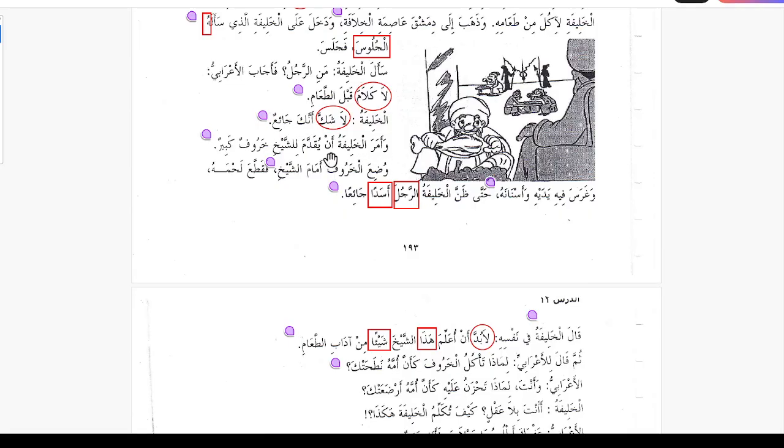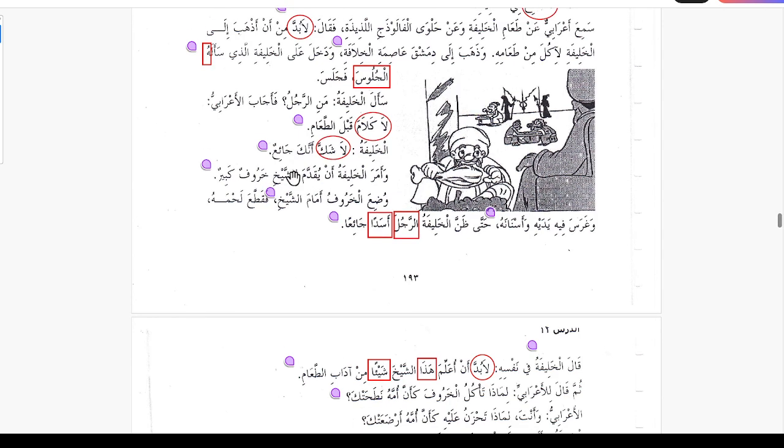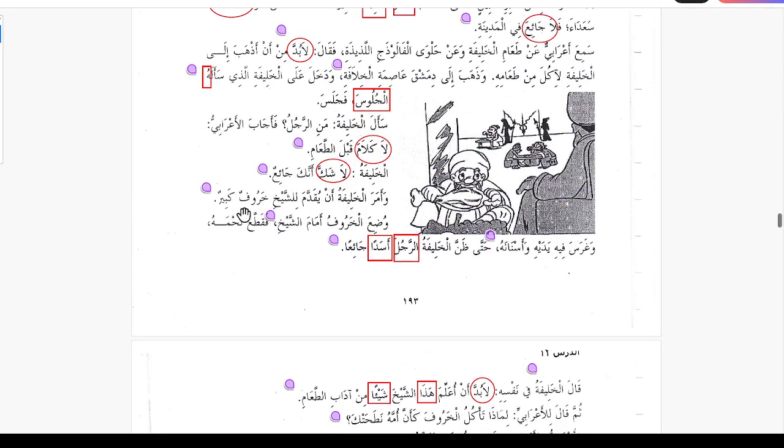Wa amara al-khalifatu an yuqaddama lish-shaykhi kharufun kabirun. So the caliph ordered, so this is the verb amara yamuru, the caliph ordered an yuqaddama, again "an" is making it mansub, qaddama yuqaddimu, to bring for the shaykh a big lamb, for the senior, for the old person, the Bedouin. So he ordered to bring some food, which is a big lamb, kharufun kabirun.